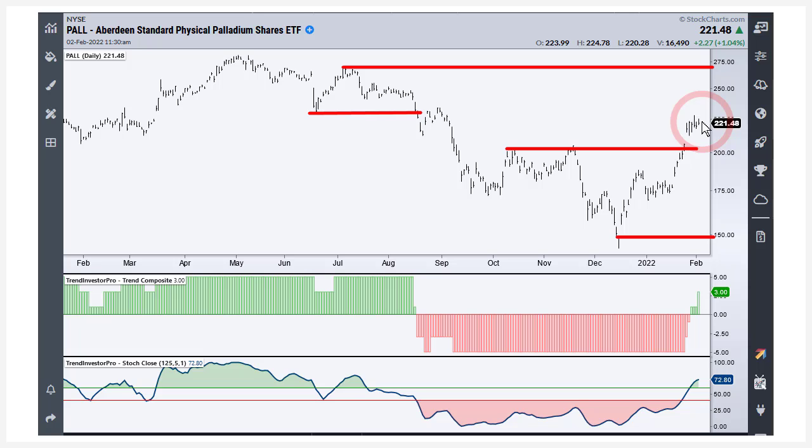I would also note that palladium is a bit overbought after a 50% advance. And so it might be prudent to wait for a pullback within this uptrend. And next week, I'm going to introduce the momentum composite, which aggregates signals in 5 momentum indicators to look for pullbacks within a bigger uptrend.